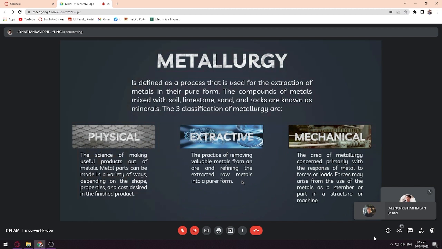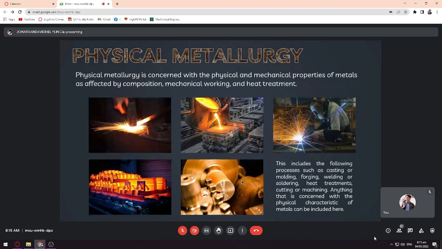the practice of removing valuable metals from an ore and refining the extracted metals or materials into a pure form. The last is the mechanical, the area of metallurgy concerned primarily with the response of metal to forces or loads. Forces may arise from the use of the metals as a member or part in a structure or machine. Physical metallurgy is concerned with the physical and mechanical properties of metal as affected by composition, mechanical working, and heat treatment. This includes processes such as casting or molding, forging, welding or soldering, heat treatments, and cutting or machining. Anything concerned with the physical characteristics of metals can be included here.